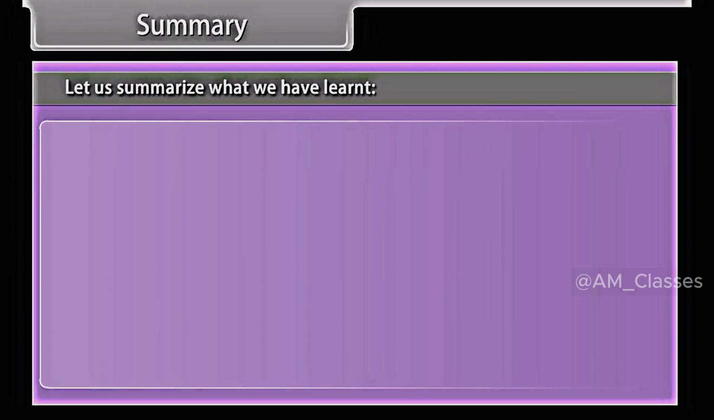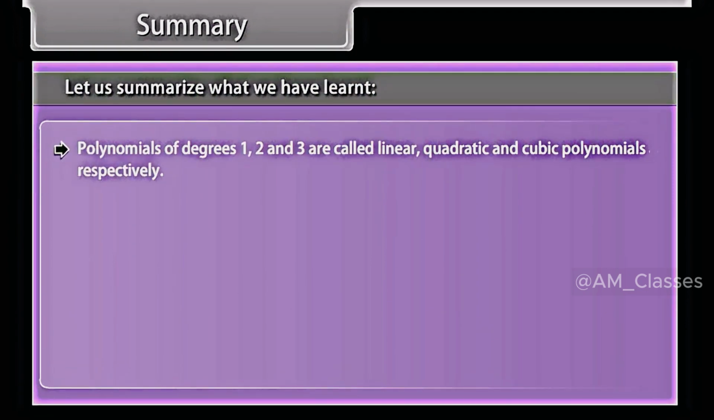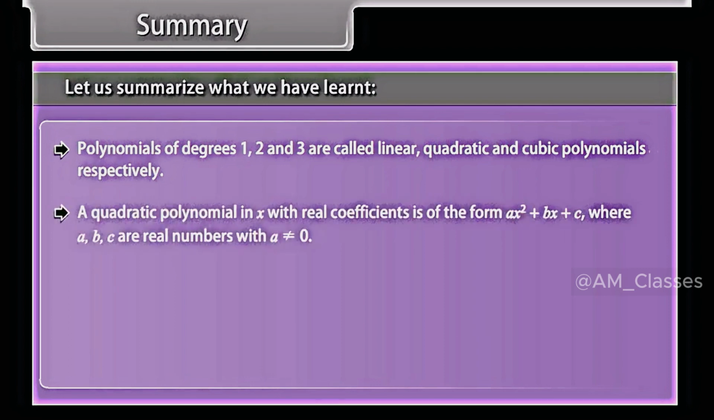Summary. Let us summarize what we have learned. Polynomials of degrees 1, 2, and 3 are called linear, quadratic, and cubic polynomials respectively. A quadratic polynomial in x with real coefficients is one of the form ax square plus bx plus c, where a, b and c are real numbers with a not equal to 0.